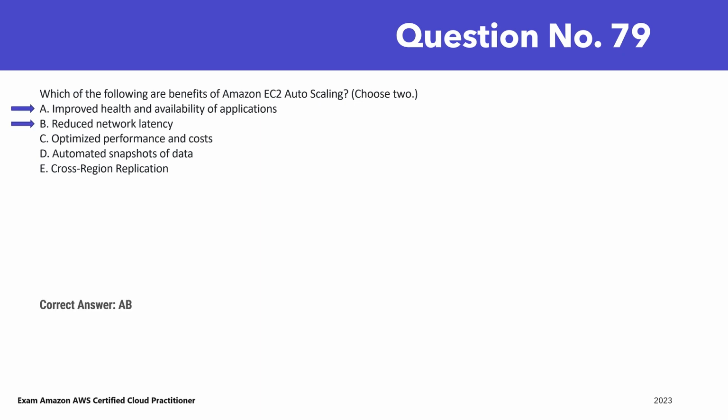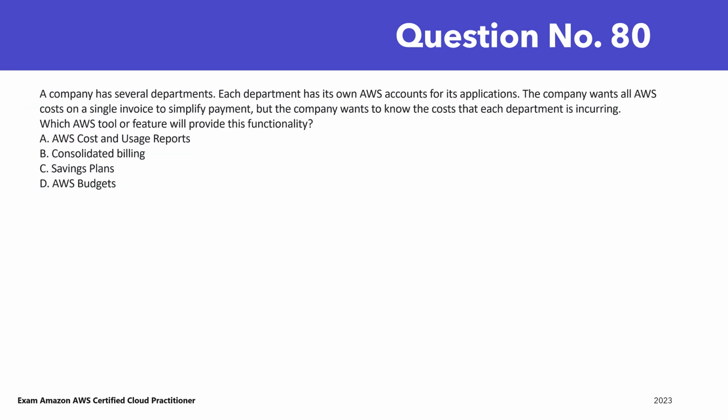A company has several departments. Each department has its own AWS accounts for its applications. The company wants all AWS costs on a single invoice to simplify payment, but the company wants to know the costs that each department is incurring. Which AWS tool or feature will provide this functionality? A. AWS Cost and Usage Reports. B. Consolidated Billing. C. Savings Plans. D. AWS Budgets. Correct answer, B.